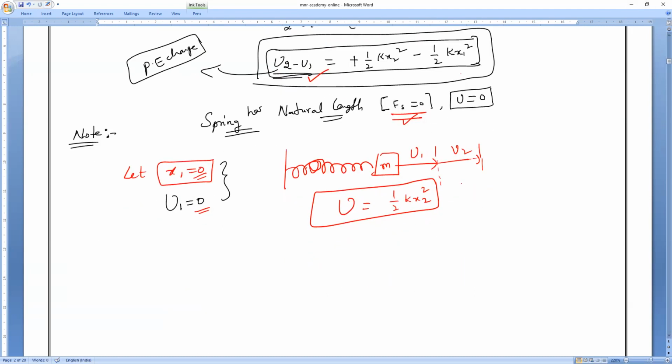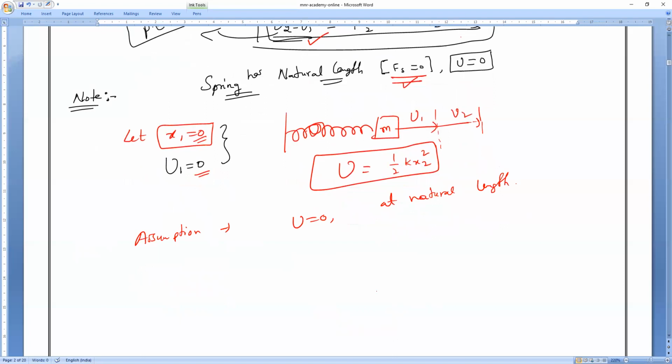So now let us make an assumption: the initial velocity is 0 at natural length. Keep it in mind. If you make that assumption, then the potential energy is always half into k into x squared. Clear, everyone? So always remember this point.